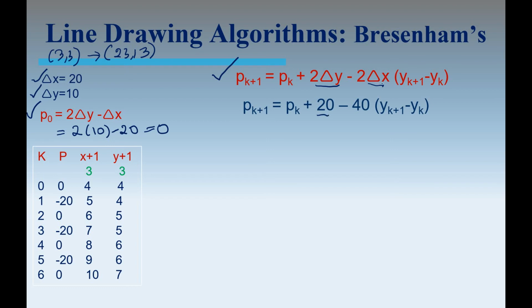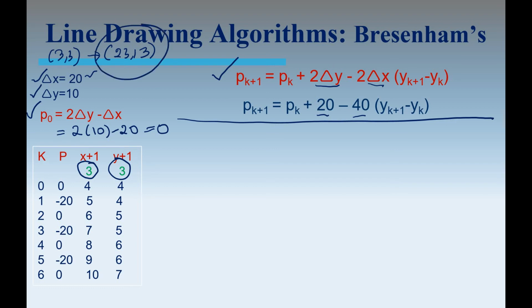Delta x is also 20, and 2 into 20 is 40. We can simply put it here. All right, and then this is the next value. Using this formula, we will try to calculate the next decision we have to take for each of the pixel movement. Initially we have 3, 3. This is the initial point, and we have to move to 23, 13, as we know before.